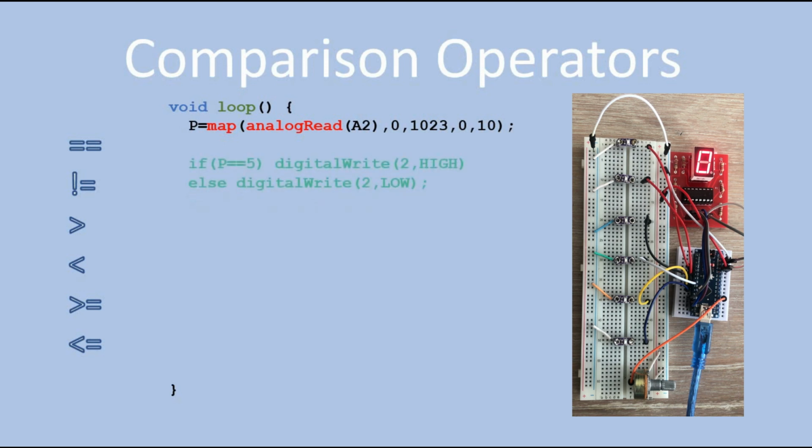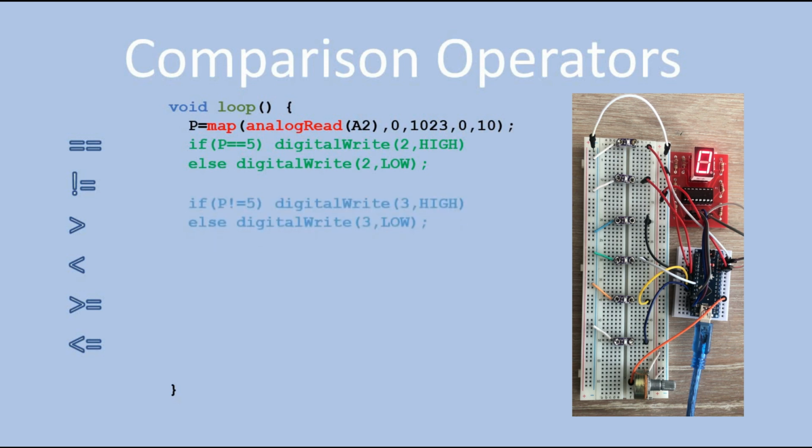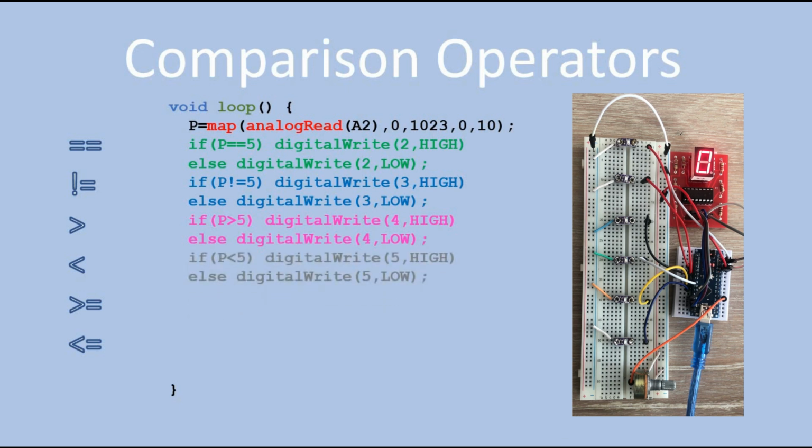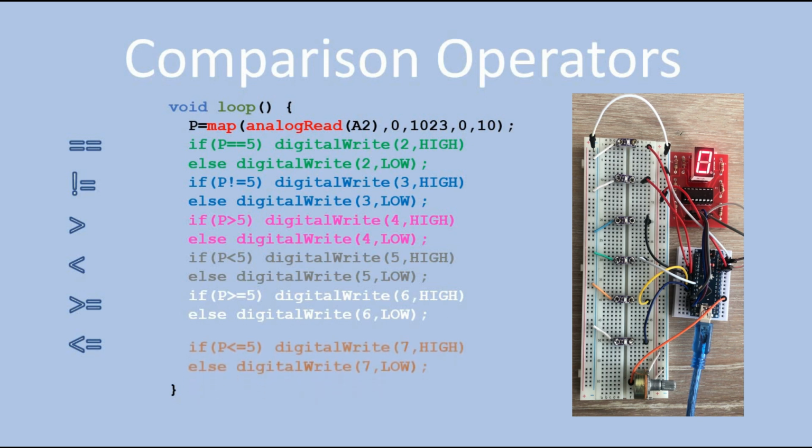So we will turn on the first LED if the potentiometer is in position 5. We will turn on the second LED if the potentiometer is not in position 5. We will turn on the third LED if the potentiometer is in a position higher than 5. The fourth LED would light if the position is lower than 5. The fifth would light if the position is greater or equal to 5. And finally, the sixth LED would turn on when it is smaller or equal to 5.